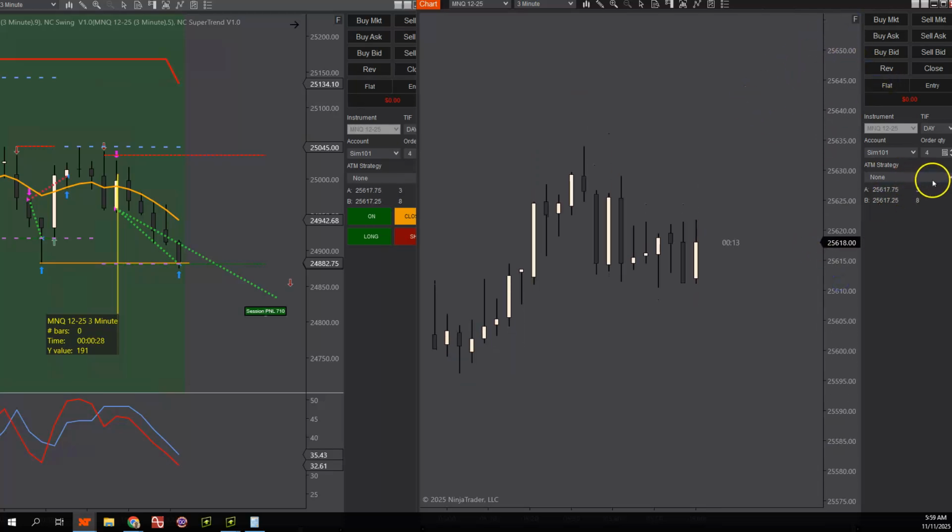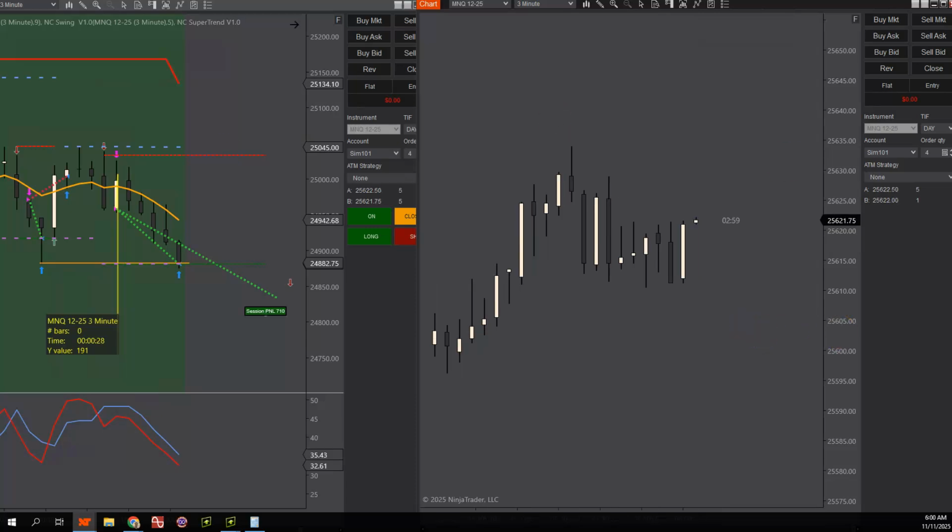Set your ATM up so you have a 300 tick stop loss, and then wherever the target gets placed over here, just place the target over here on your actual account, and then use a trade copier on this chart to trade copy to all your other accounts.